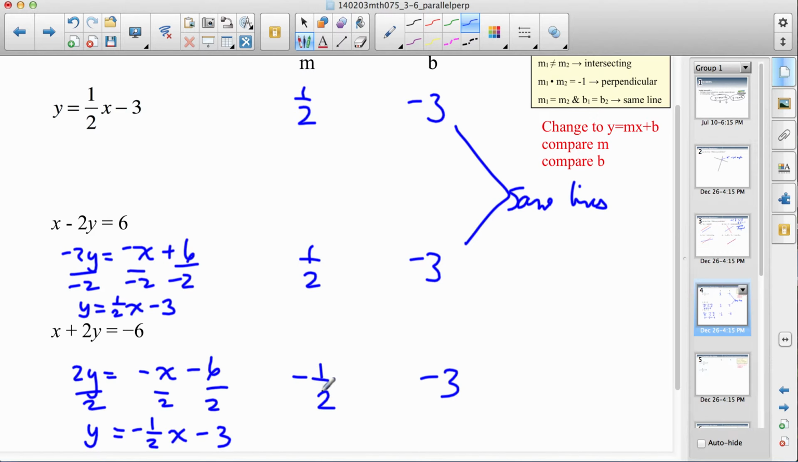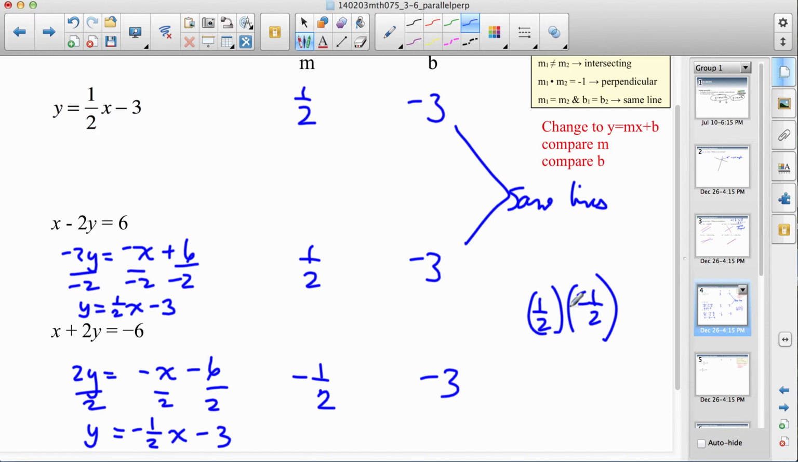Now, if the slopes are different, then automatically they're going to be intersecting lines. Like up here, we thought, well, perpendicular, maybe I could try that, but if the slopes are not the same, they're going to be intersecting lines. I guess we could prove that they're not perpendicular just by taking 1/2 and multiplying it by negative 1/2. It says here, if you multiply the two slopes and get negative 1, then they're perpendicular. But you'll see here, one of these is negative, isn't it?